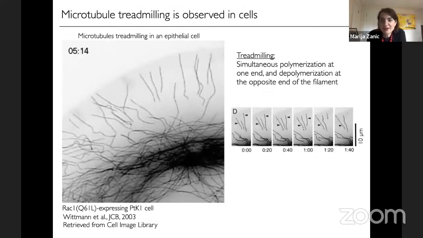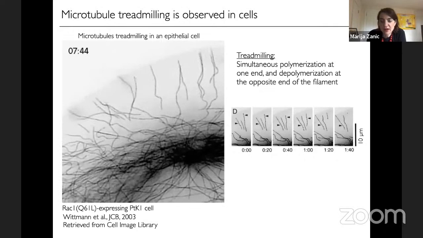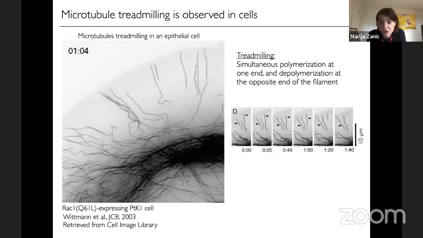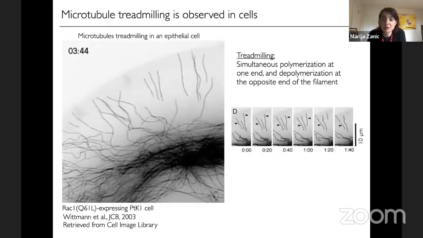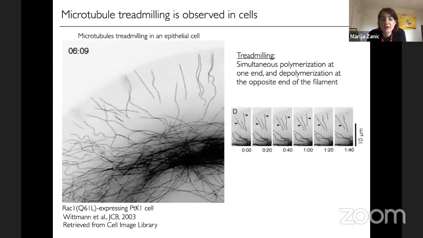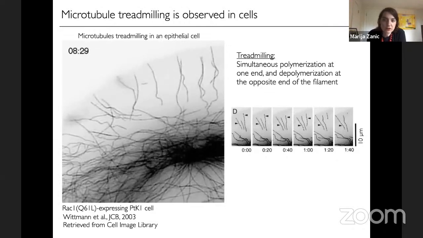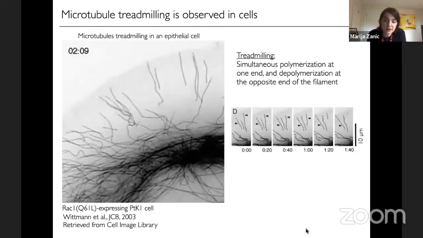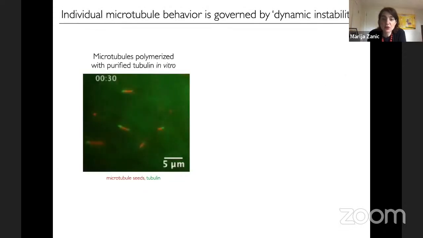Now, we've already heard about treadmilling in the context of actin, and we know that actin treadmilling is essential for actin-based cell motility. But microtubule treadmilling is actually quite unusual and surprising. The reason for that is that the hallmark behavior of microtubules is so-called dynamic instability.